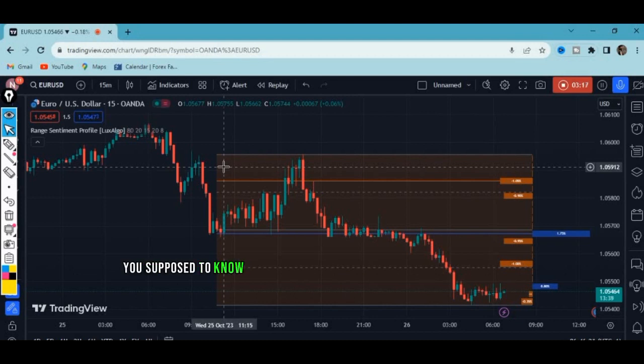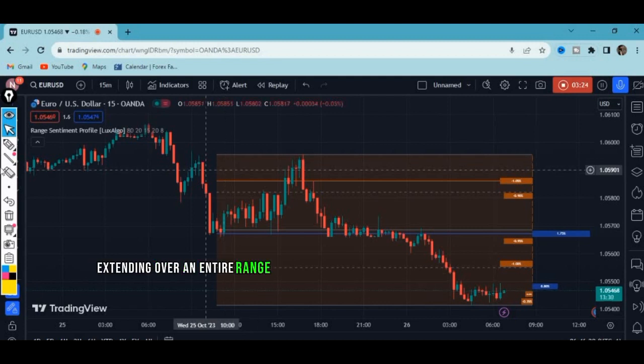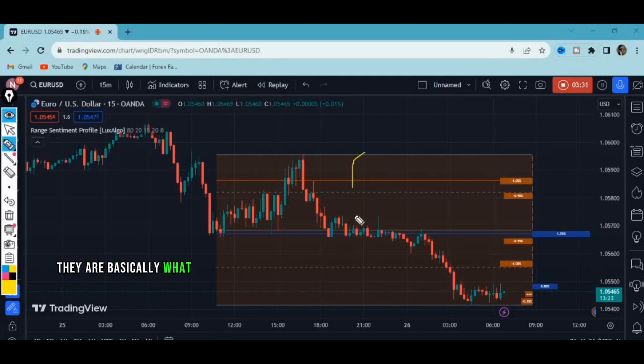So you're supposed to know the most bullish and bearish price areas are highlighted through lines extending over an entire range. And these lines are basically what we can see over here. This is actually the lines we are talking about, and they show us the most bearish or bullish price areas. In this case, the blue one shows us the bullish price areas, and the orange one shows us the bearish price areas. So that is basically what we are going to pay attention to, because they show us the most important levels from which we should look at the market. I'm going to focus on that.